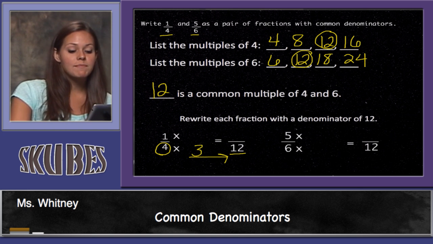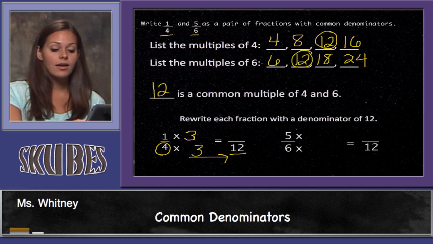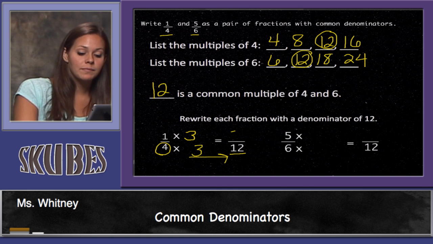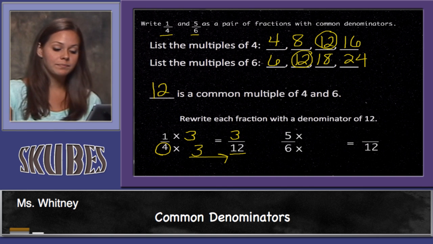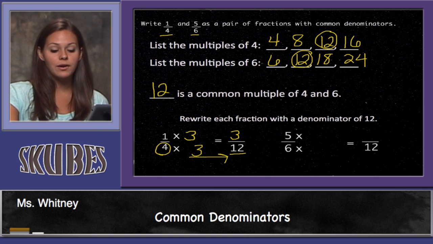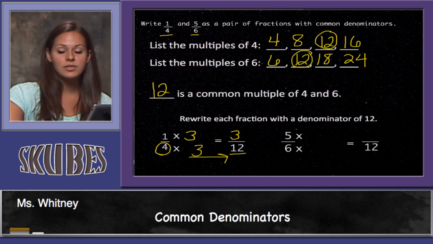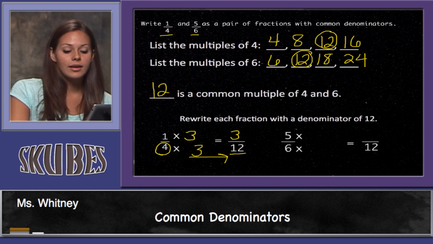So now I must multiply my numerator by the same number. I will multiply my numerator by 3. 1 times 3 equals 3. So 1/4 is equal to 3/12. Now let's change 5/6 to a fraction with a denominator of 12.